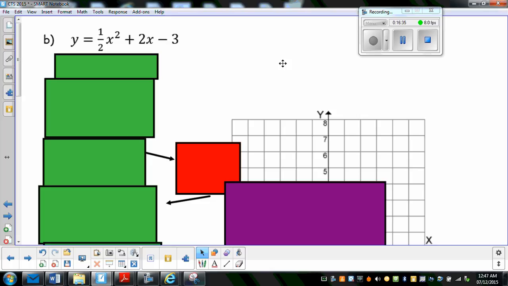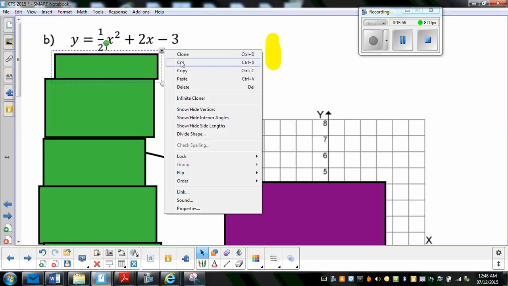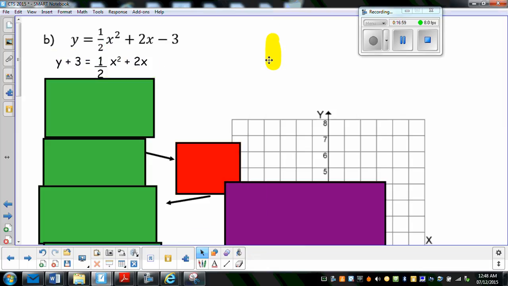And the last one here, this one has a fraction out in front. So that's going to make things a little different than the ones we've done. So first step still the same. We're going to take that minus 3 to the other side, and it's going to change to plus 3 on the other side.